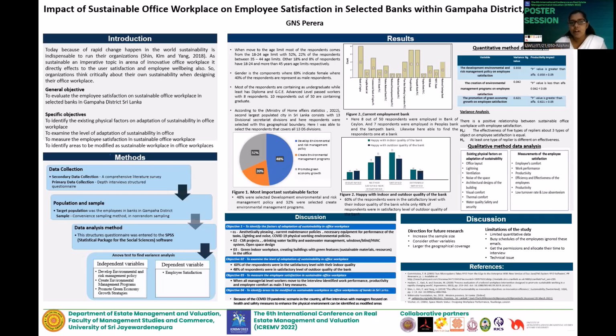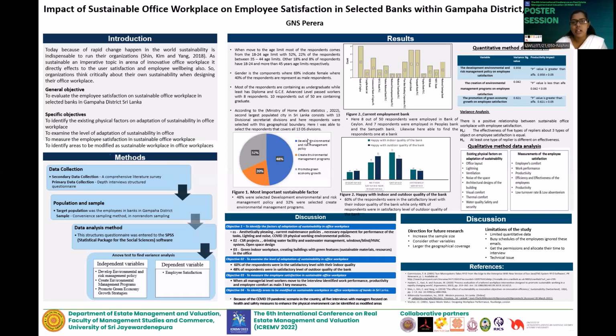With this main general objective, I proceed to the specific objectives: to identify the existing physical factors, to examine the level of adaptation, to measure the employee satisfaction, and to identify the areas to be modified as a sustainable workplace in the office workplace. The data collection was mainly done using primary data and secondary data.